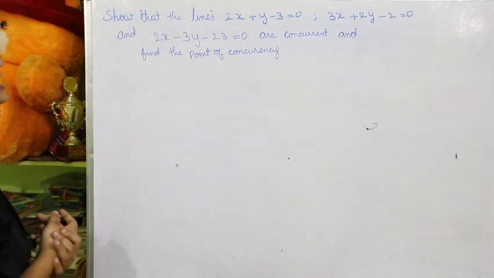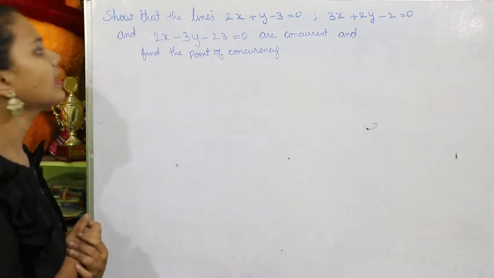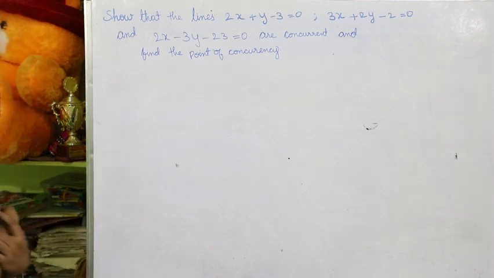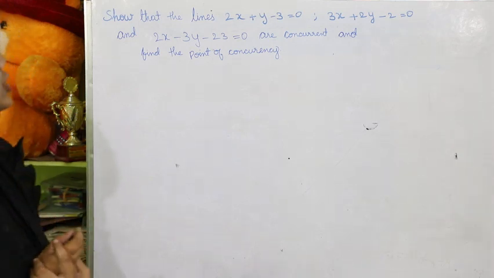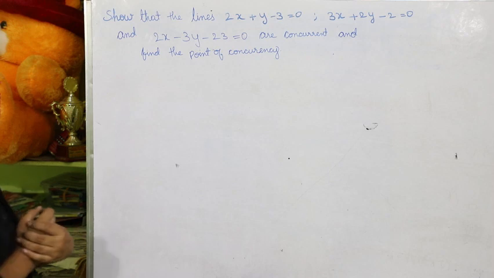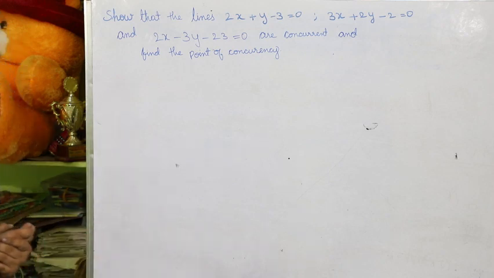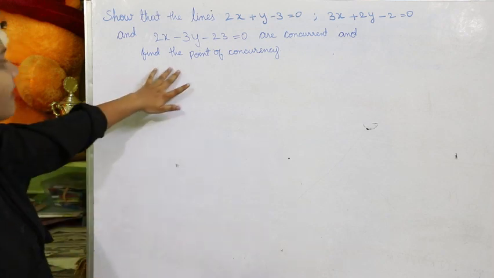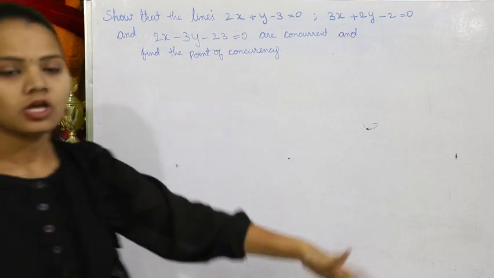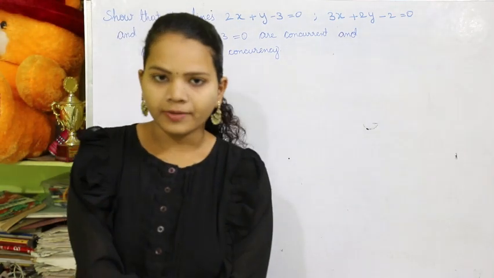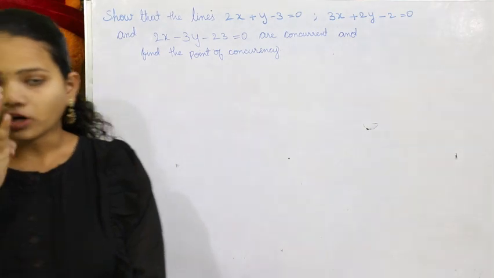Show that the lines 2x plus y minus 3 is equal to 0, 3x plus 2y minus 2 is equal to 0 and 2x minus 3y minus 23 is equal to 0 are concurrent and find the points of concurrency. So guys, here comes the concurrent topic. What is concurrent and what is concurrency?